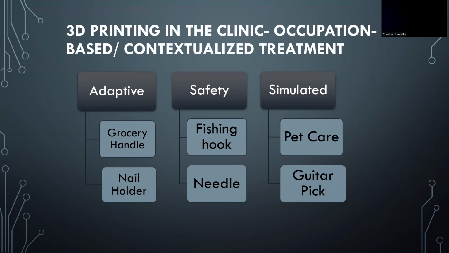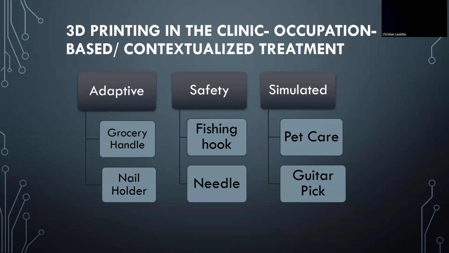And then simulated pet care, we have animal stool that we've made for the dogs or for cats. So we have a litter box here for cats, and then we'll have the patients get down, act like they're scooping out the stool, placing it in a bag, walking to the trash can. So that helps with that contextualized treatment.